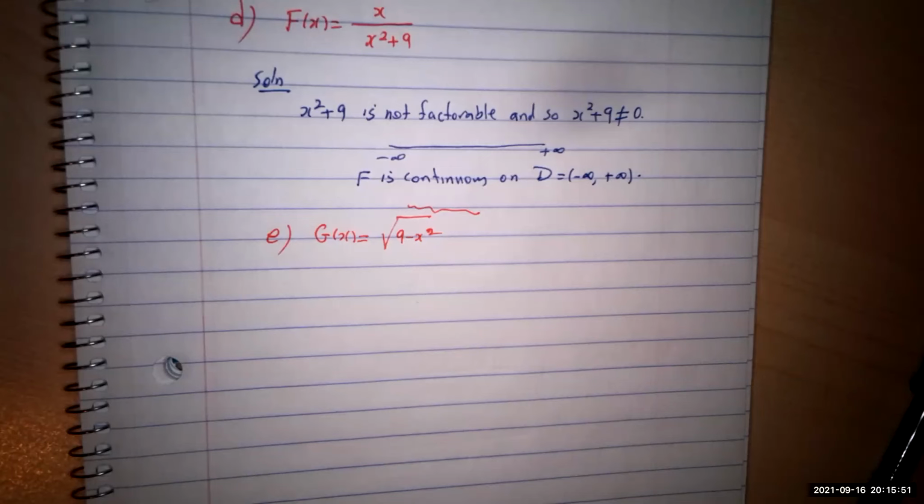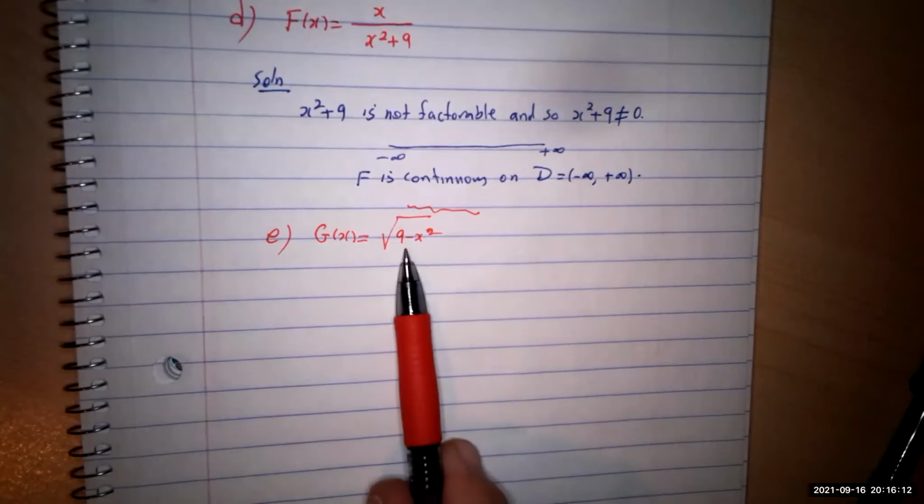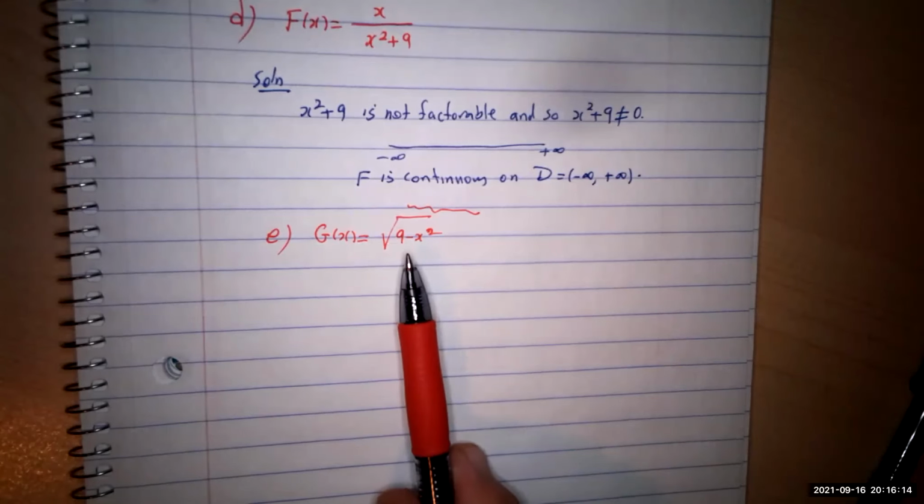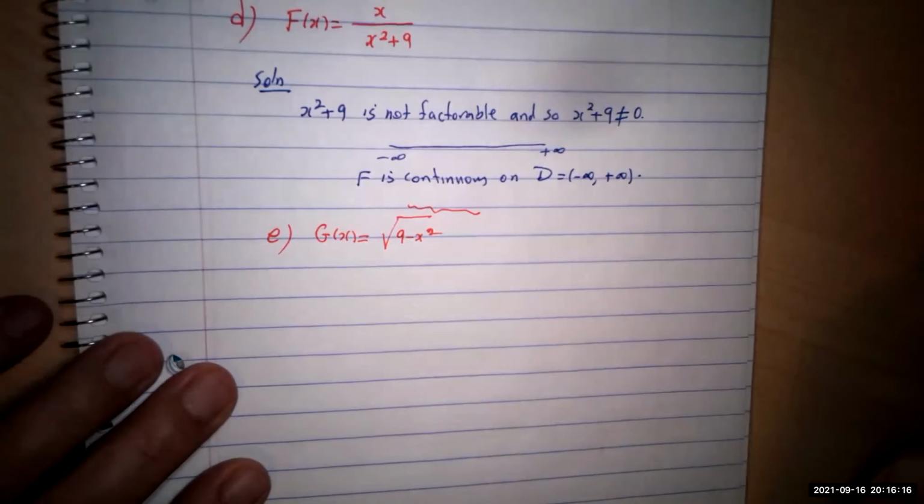The index of the square root is 2. So the index is 2 here, and 2 is an even number. So when it's even, you have to be careful. You cannot have negative numbers. So you have to impose this restriction.